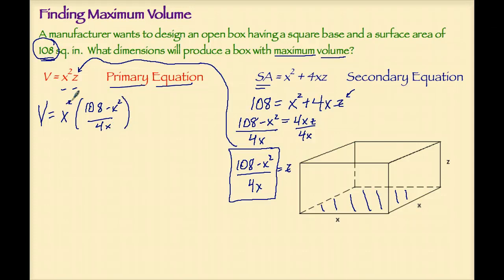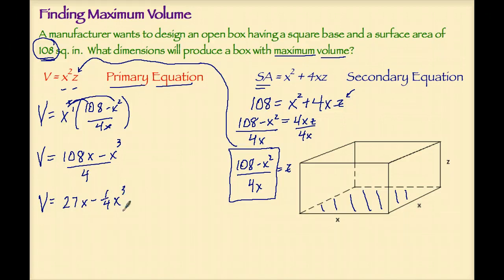Now let's do a little bit of simplification. Notice that one of these x's here cancels with this x here, leaving just x to the 1. That's going to need to be distributed to the numerator, so I'll end up with my volume function being (108x minus x cubed) over 4. And because I would rather use the power rule than the quotient rule, I'm going to rewrite this as two separate fractions, 108x over 4 minus x cubed over 4. So my volume function will be 27x minus 1/4 x cubed. Now I have my primary equation ready to go.